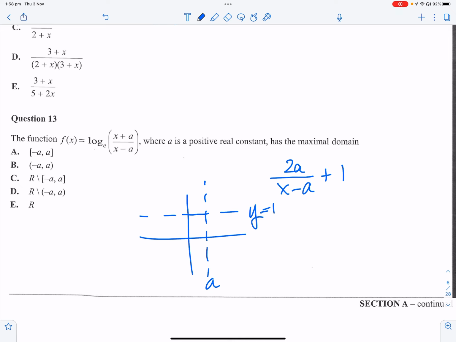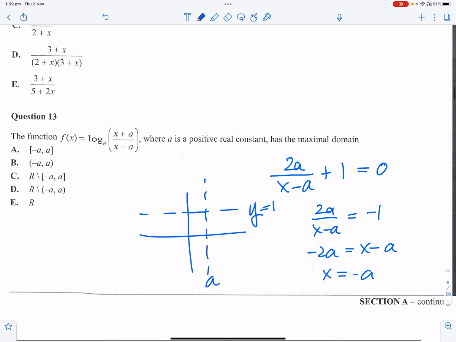So if I let it equal 0 to find my x-intercept, we get negative 1. 2a on x minus a is equal to negative 1. When we switch those two, we get negative 2a is equal to x minus a. So we get x is equal to negative a. So it's negative infinity to negative a, and then a to infinity. So all real numbers, but we can't include anything between negative a and a.